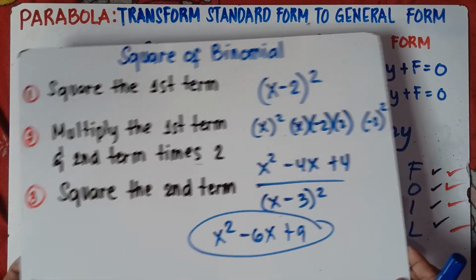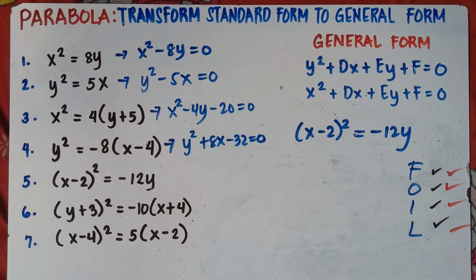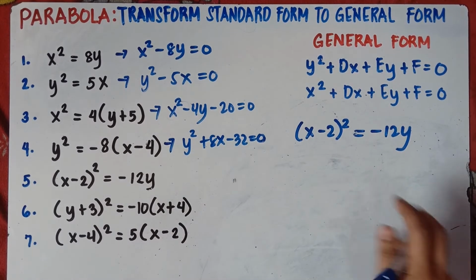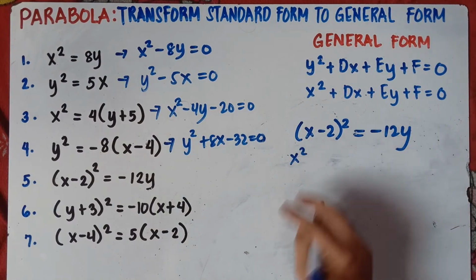So if you want to know more about the square of binomial, go ahead. I will just put the link in the description down below, class. We do have many examples for the square of binomial. So once again, this will be square the first term, that will be x squared.